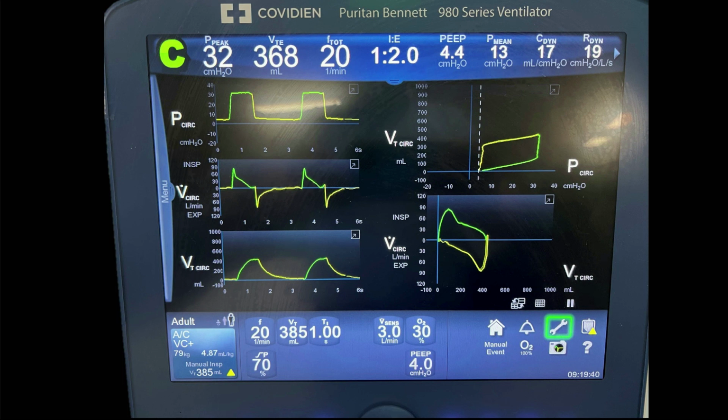And you can see here that this is a patient who's on ACVC plus and their compliance is really low. This is 17 mils per centimeter of water. That is really, really low. The resistance here is 19 centimeters of water per liter per second, which is really high. So this patient has high resistance and low compliance, and this is a bad combination. But despite this, you've set a desired tidal volume of 385 mils, and the machine has generated a very respectable 368 mils for this particular breath. So I think this is quite impressive how adaptable this particular mode of ventilation is, even in extreme settings.